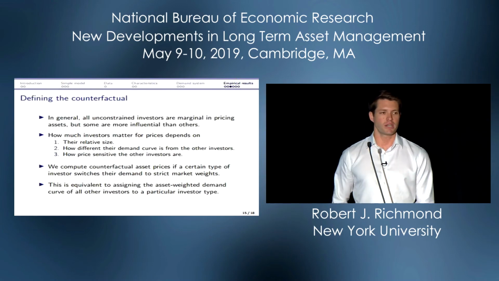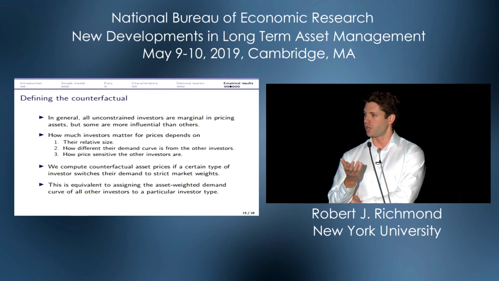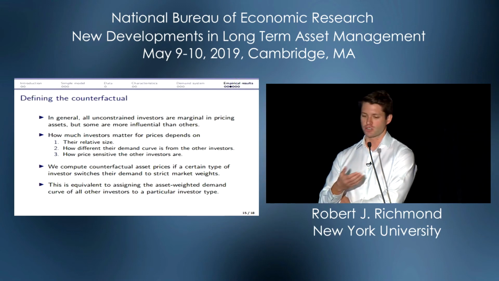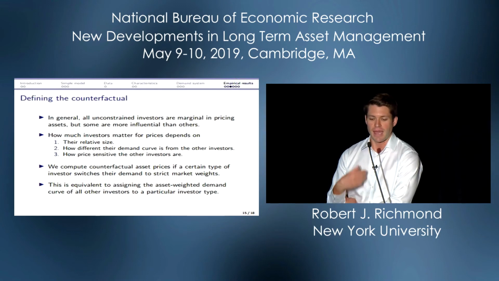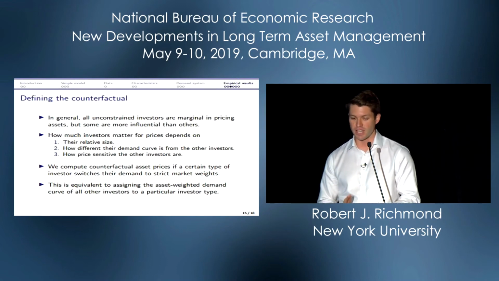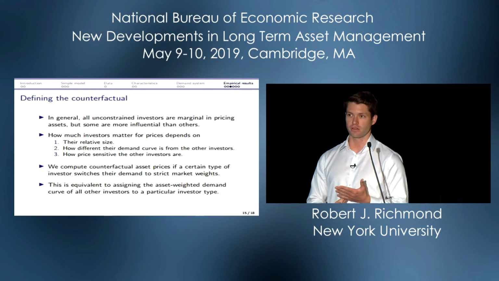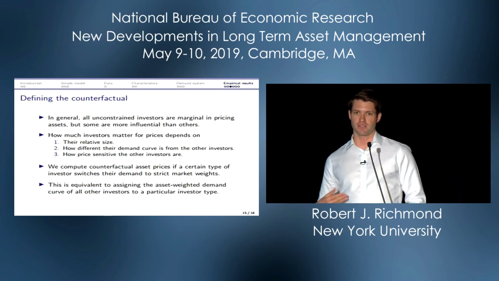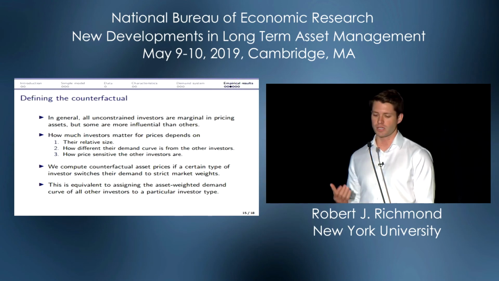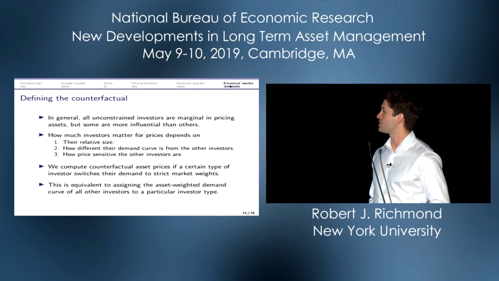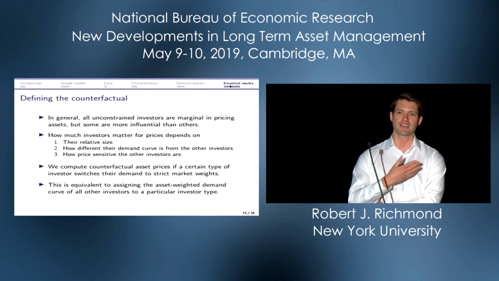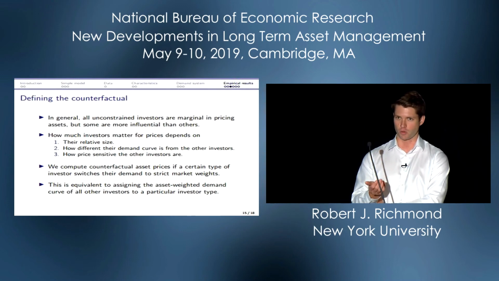All right. How are we going to estimate our counterfactual? Well, in general, all unconstrained investors are marginal in pricing assets. But it could be the case that some investors are more or less influential than others. How much a given investor matters for prices depends on, first, their size, second, how different their demand curve is from other investors, and third, how price-sensitive other investors are to changes in other groups of investors' demands. So what we do is we compute counterfactual asset prices as if a particular investor switches to strict market weights. This is equivalent to assigning the asset-weighted demand curve to that particular investor group.